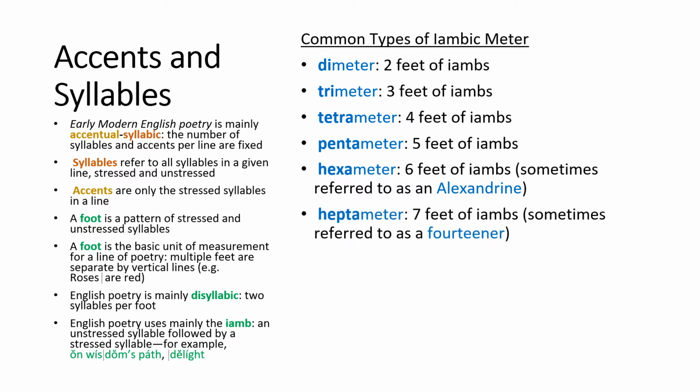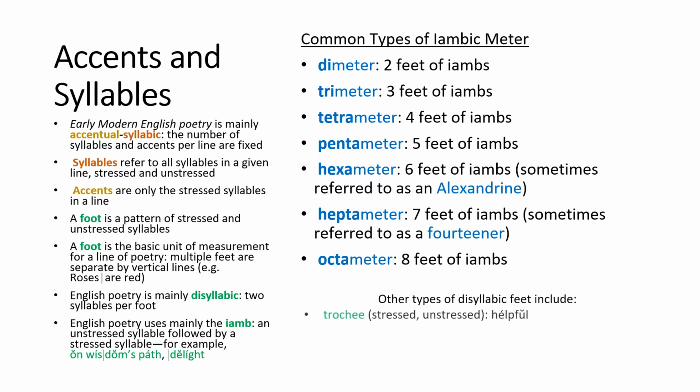Heptameter, 7 feet of iamb, sometimes called a 14er because it has 14 syllables in it. We won't be looking at very many 14ers in this class. Octameter, that I can think of, there are no octameter poems in this class, but it would be 8 feet of iambs, and it is something that one could find in early modern English poetry.